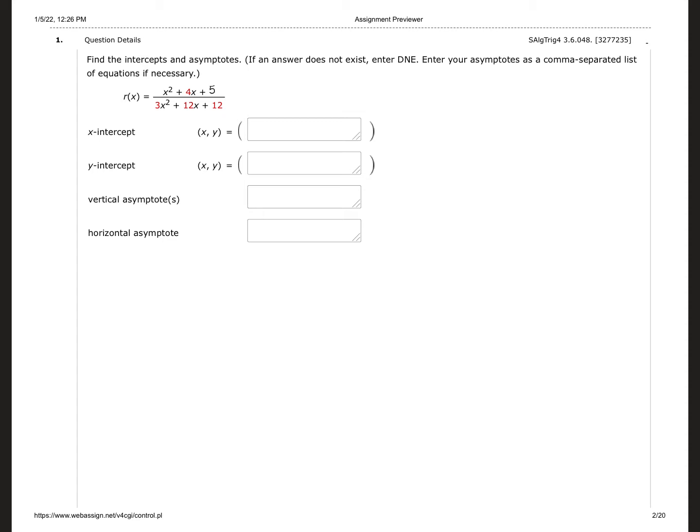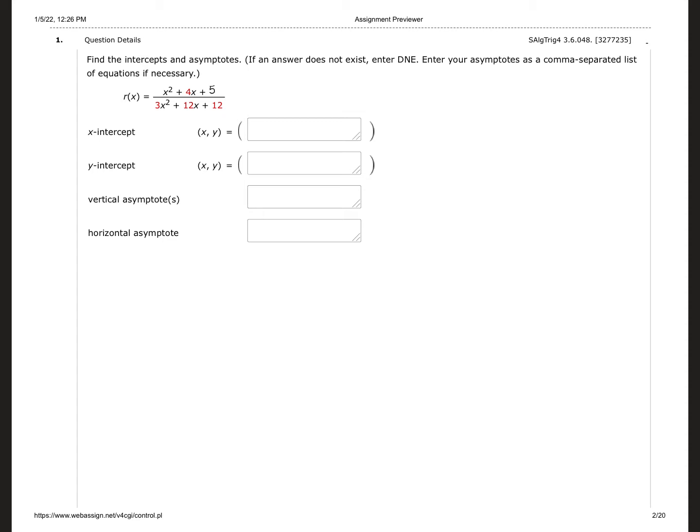For your vertical asymptote, take the denominator, set it equal to 0, solve for X. For your horizontal asymptote, compare the numerator's degree to the denominator's degree. If they are the same, take the leading coefficient from the numerator, put it over the leading coefficient of the denominator, and simplify. It's going to be y is equal to something. If the top degree is greater than the bottom degree, your horizontal asymptote is none. And then if your top degree is less than the bottom degree, it's automatically y is equal to 0.